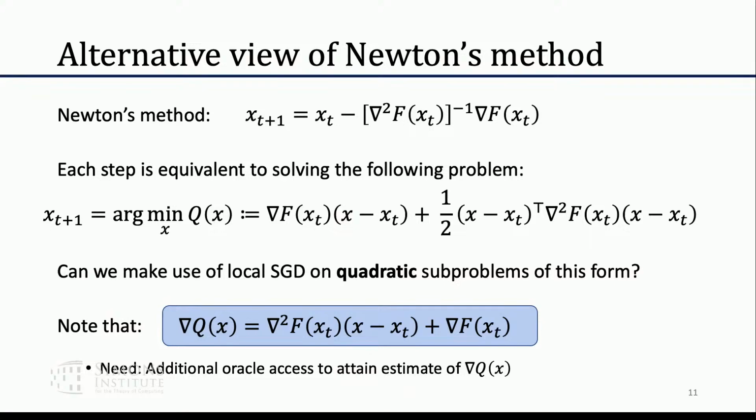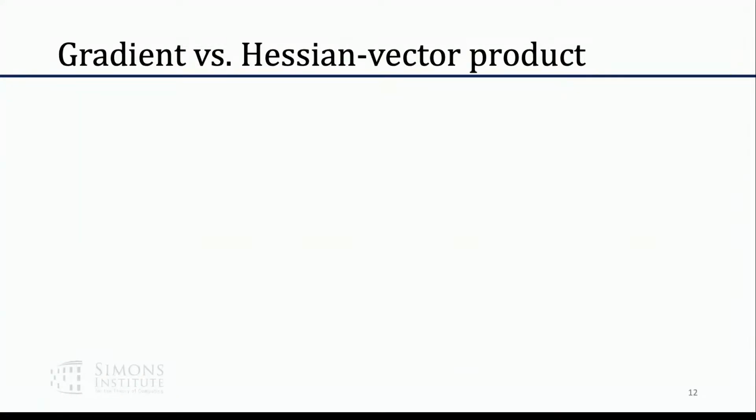But of course, that's not sufficient to fully capture this gradient of q. We might need some additional oracle access to get at this Hessian-vector product component. Now, that might seem a bit of a complication, because this Hessian is some d by d matrix that should take d squared time to write, and then multiplied by a vector, again, some d squared time.